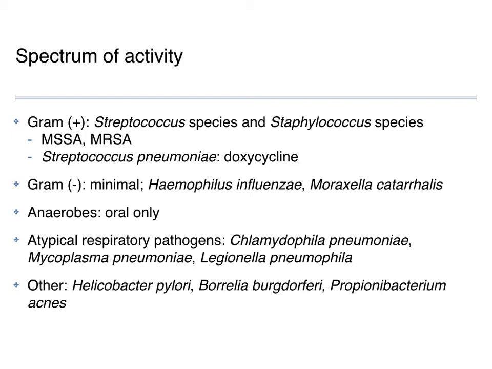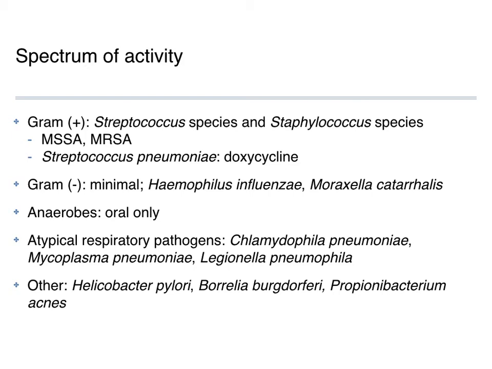Doxycycline of the three tetracyclines has the best coverage of Streptococcus pneumoniae, which means that doxycycline does have a role in respiratory tract infections, and in fact, for community-acquired pneumonia, there's one subset of patients for whom doxycycline is the preferred regimen to treat those patients.